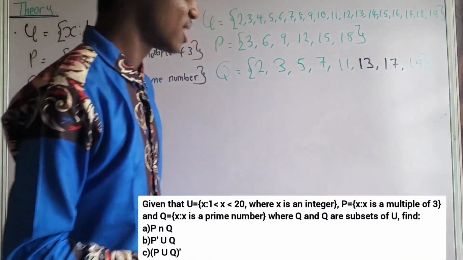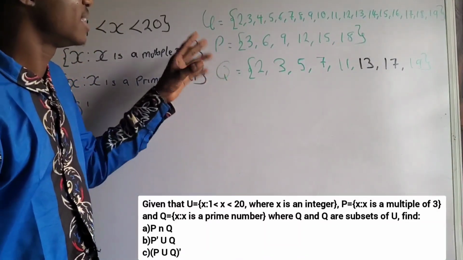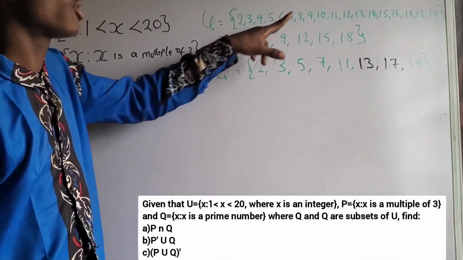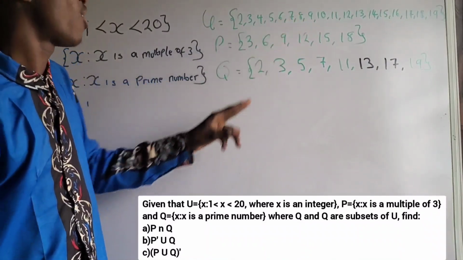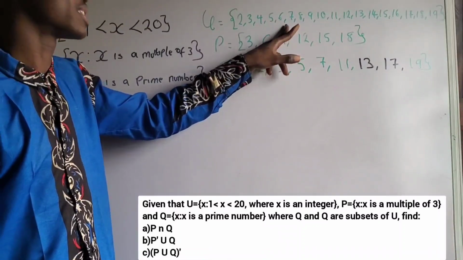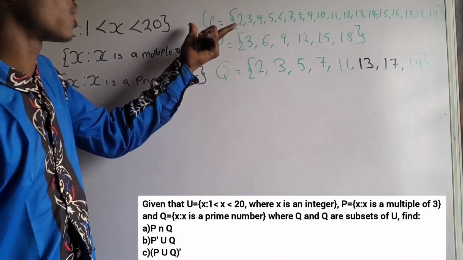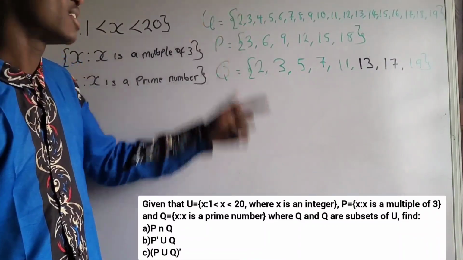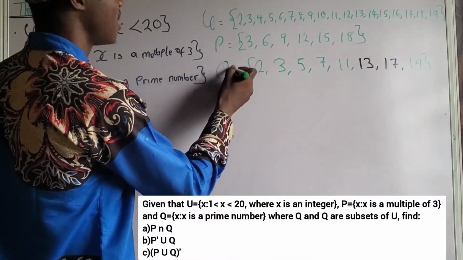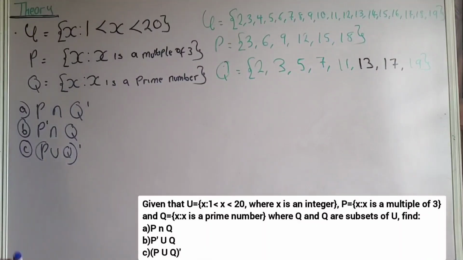So you can see that, please pay attention, if you look at the set P and Q, you will discover that all the elements that are present in set P are also included in the universal set. All the elements that are present in set Q are also present in the universal set. That is what is meant by P and Q being subsets of the universal set. Are you getting it? So now, since we have written the elements that are present in both set P and set Q, we can now go back to the question.